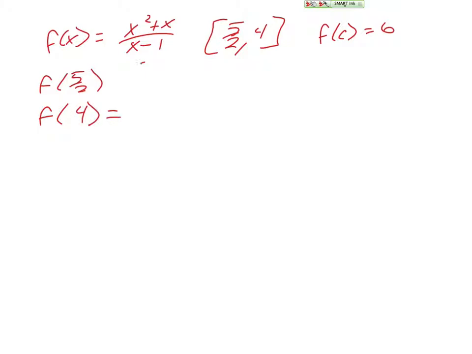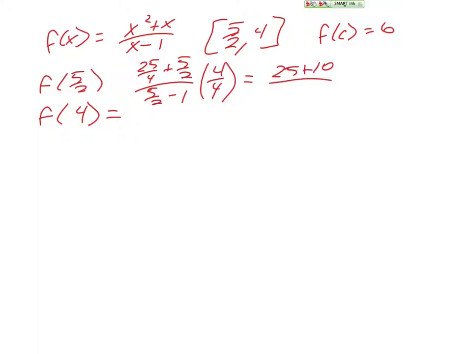So plug in 5/2, that's 25 over 4 plus 5 over 2, and then that is 5 over 2 minus 1. So what do I need to do that will help me simplify that? Multiply everything by 4. So that gives me 25 plus 10 over 10 minus 4. Any questions where I got 25, 10, 10, and 4? Try to see where those numbers came from.